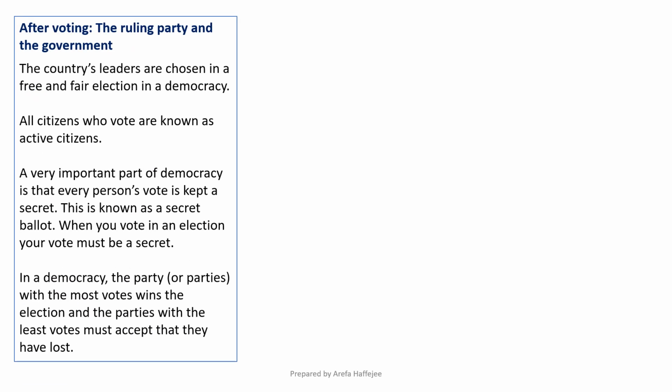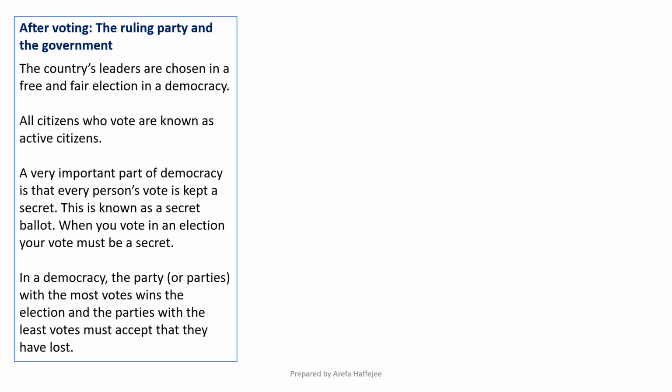Now we're going to move on to what happens after voting. So the country's leaders are elected in a free and fair election, and all the citizens that vote are called active citizens. So that means that they are actively involved as to who is governing their country.